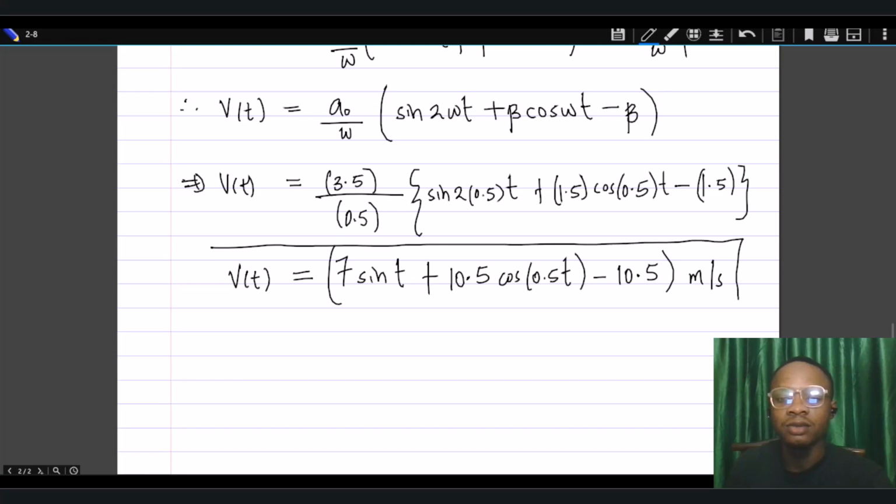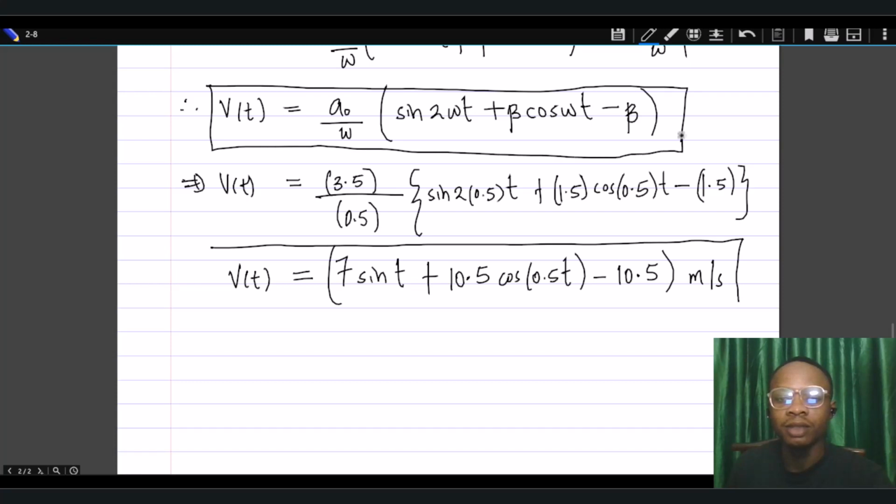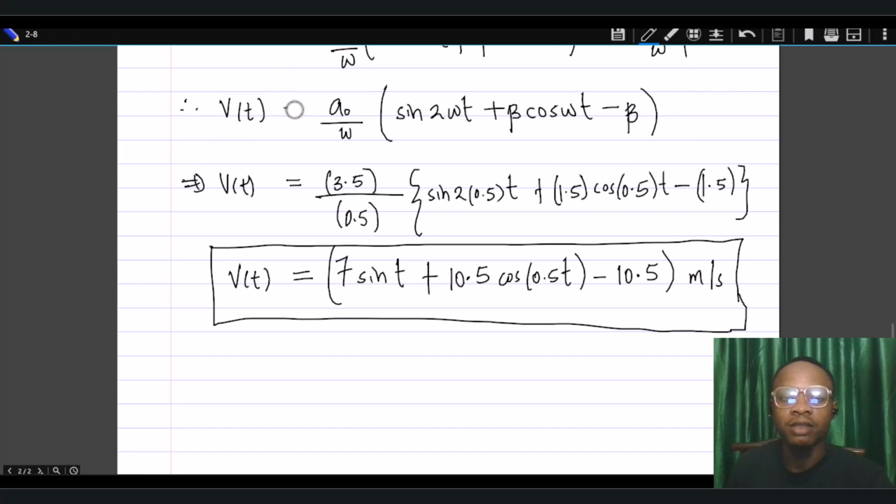So this is our velocity as a function of time. If we needed it in symbolic form, this will be the result. And because we're already given the constants, this is just the best way to have this result. So this is our answer for velocity as a function of time.